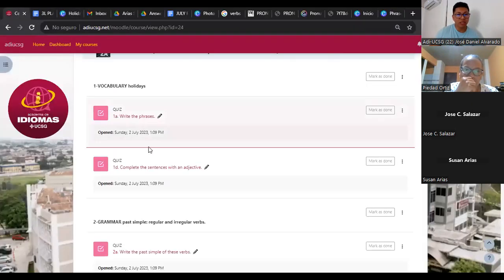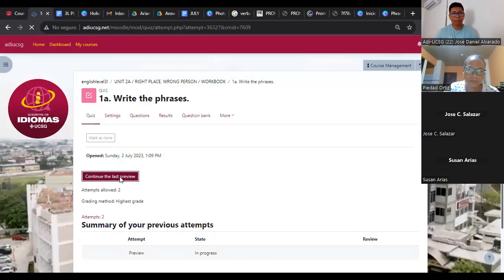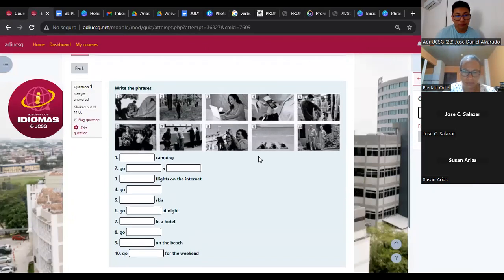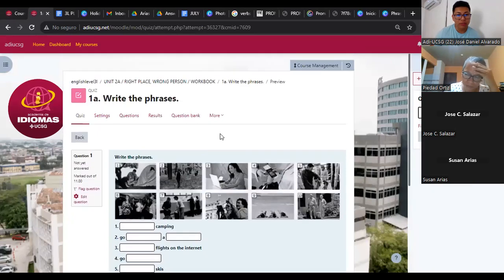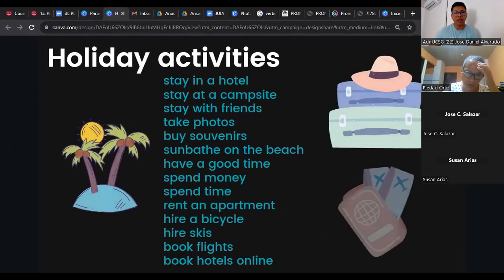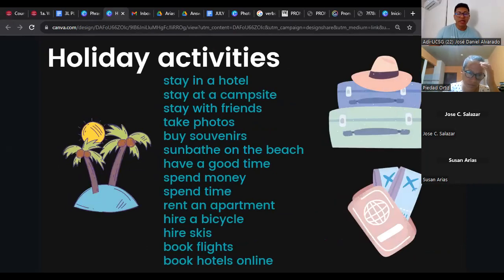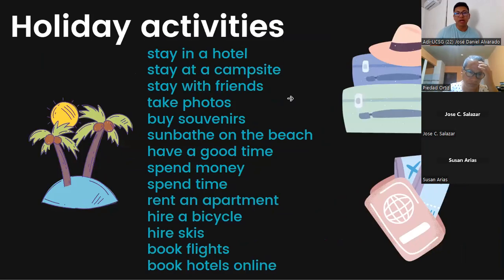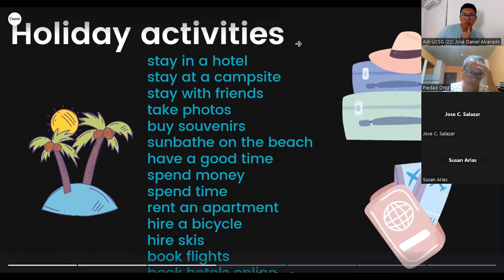Now, let me check the first exercise on Moodle. Yeah, we still need to check the other slides. Okay, now let's continue checking some more vocabulary before we go to the Moodle activities. Now, when we are on vacation, we also use some of these activities. Okay, you're gonna listen to me and you're going to repeat.